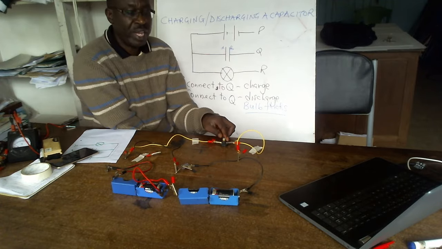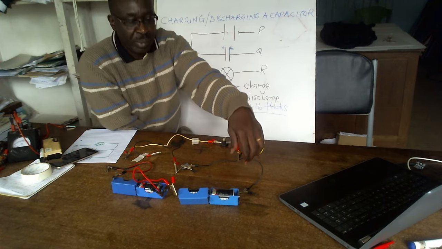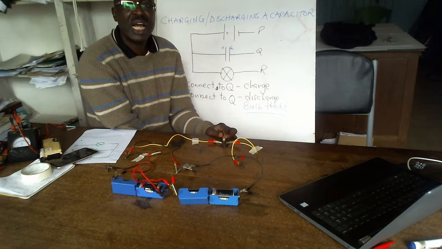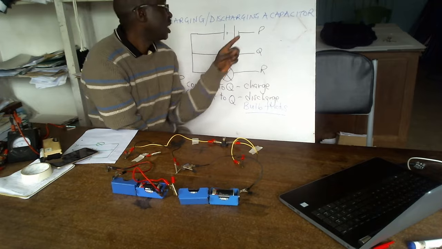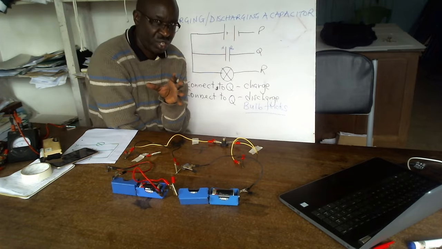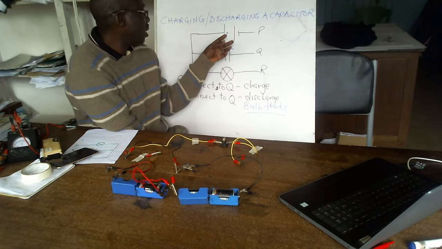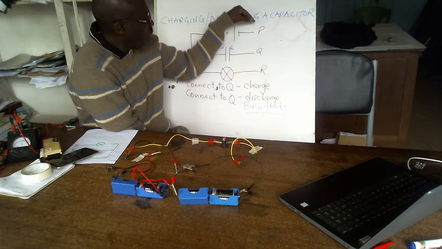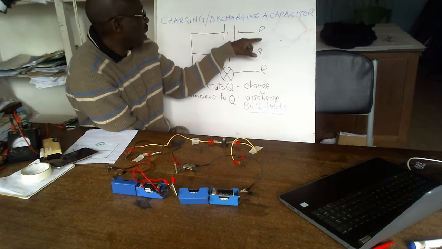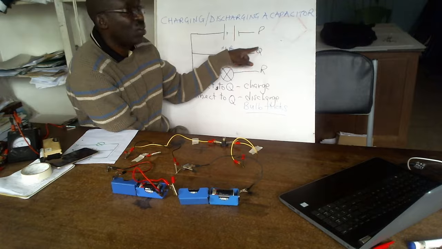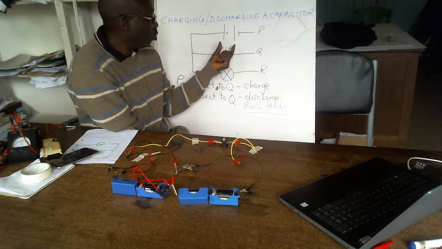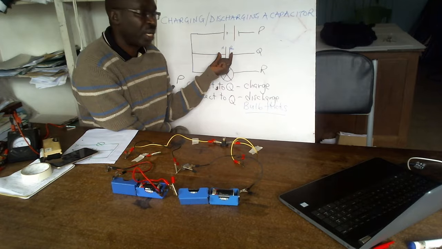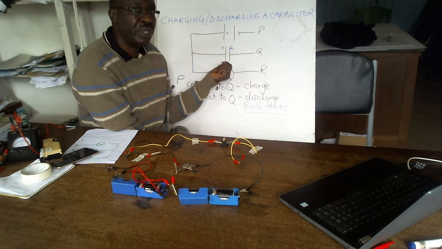And I have a bulb here, which will help us understand the discharge aspect, okay? So when we charge, we will connect P to Q. We'll bring this terminal here so that this circuit is now complete. So we will have charges on plate A, and others on plate B.